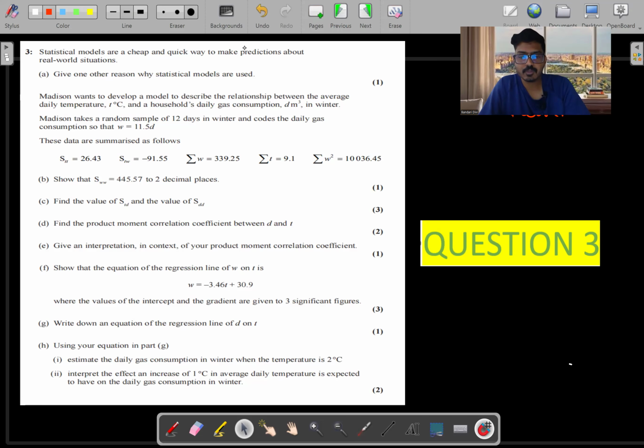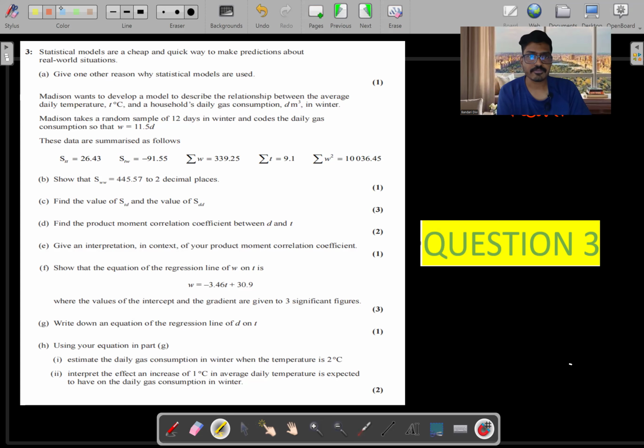Hey everyone, welcome back. Today we are diving into the classic Edexcel S1 massive 14 marks statistical model, correlation and regression question. It looks scary, but we'll break it down into bite-sized pieces, and then we'll start solving this question. First, let us understand and read the question. Reading the question is the top priority.